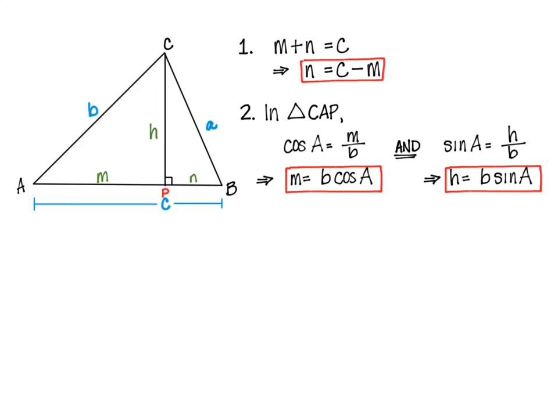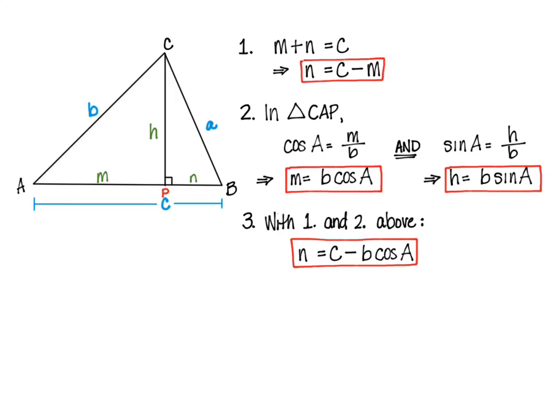But I'm going to look at the fact that I've got, in part 1, N equals C minus M, and in part 2 above, we have what M equals. So I'm going to substitute that in. And I end up with N equals C minus B cosine of A.